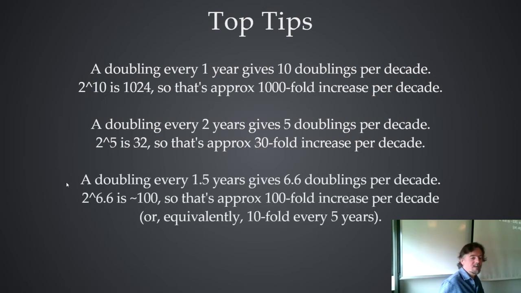Then there's a compromise position. If you talk about doubling every 1.5 years, which was the kind of performance accelerating curve, that's 6.6. 2 to the 6.6 is very close to 100. So that's a factor of 100 every decade if you were doubling every 1.5 years.